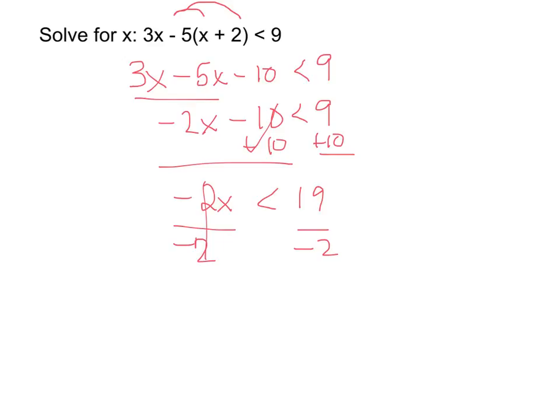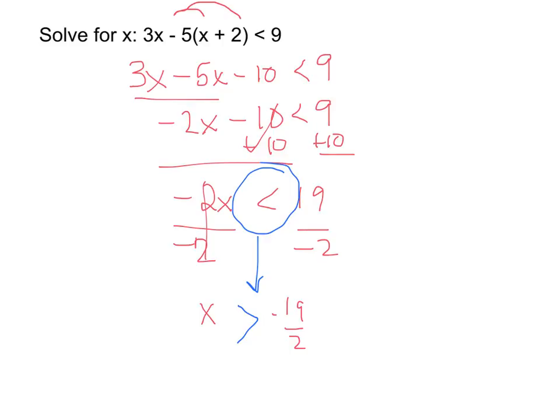Now, the left-hand side gives me x. The right-hand side gives me -19/2. But again, as I said before, if you divide by a negative number, which is what we did, the inequality switches and it goes from being less than to being greater than. So x > -19/2.